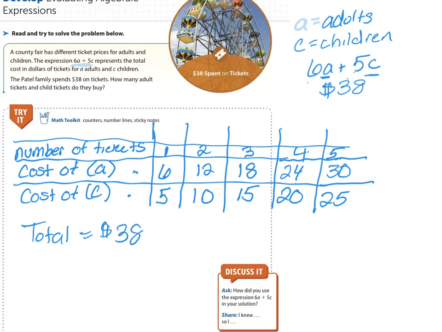6 and 10 is 16. That doesn't work. 12 and 10. Then I'm trying to think of my numbers that would add up to 38. So if I try 20, because that's a friendly number, well, I can try 10. 10 and 30 is 40, so we're over. 15, just guessing and checking. I'm going to jump to 20. 20 plus 6 is 26. 20 plus 12 is 32. 20 plus 18 is 38.